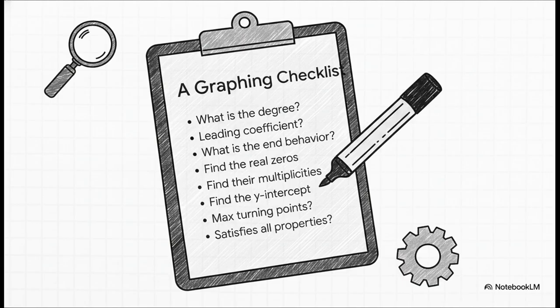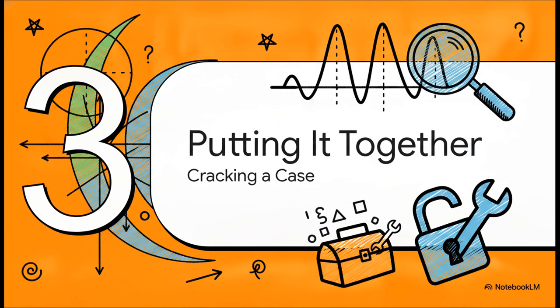And finally, review your sketch. Does it actually satisfy every single property you uncovered? Using this checklist is your safeguard. It prevents vital information from slipping through the cracks. Let's move to part 3 and see how this builds. Putting it all together, cracking a specific case.